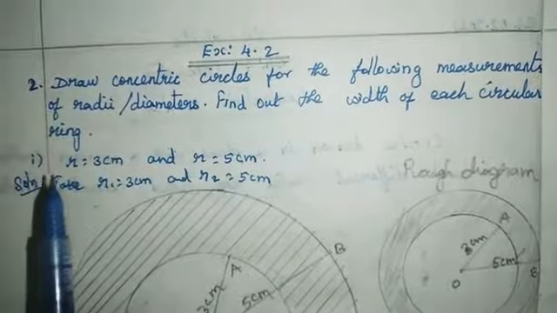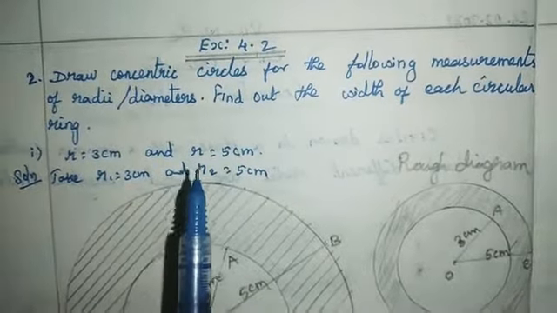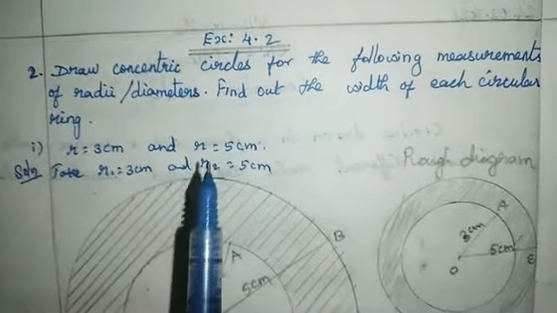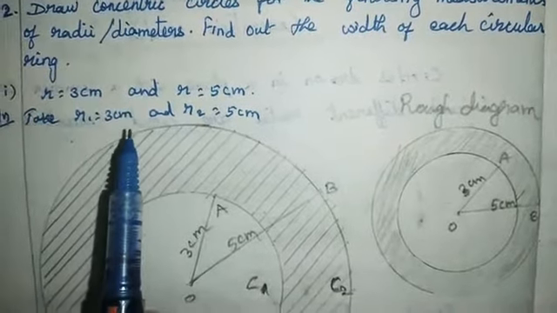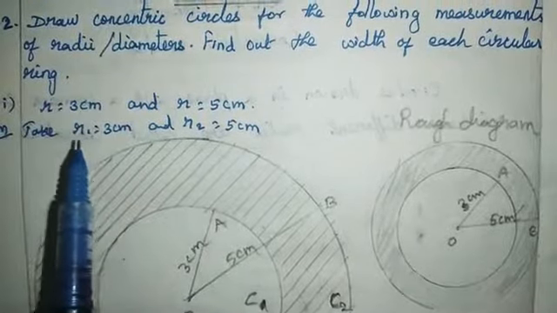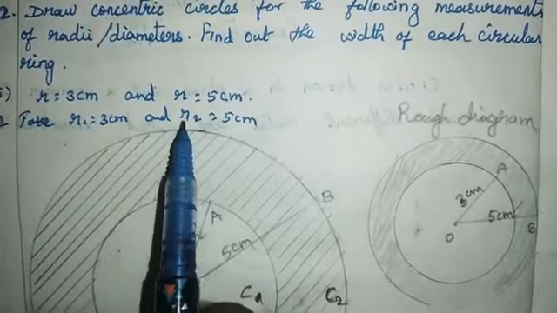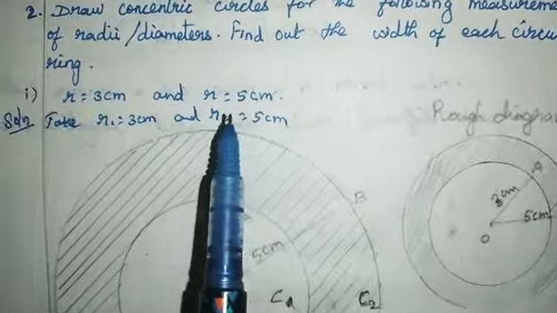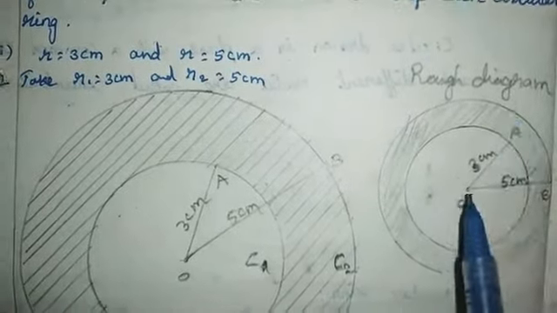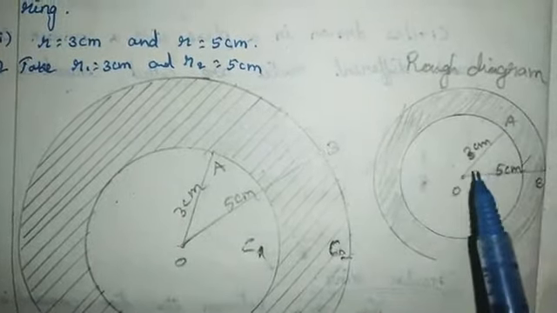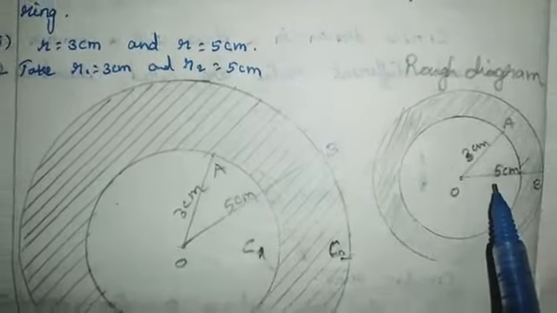The first sum is given as r equal to 3 cm and r equal to 5 cm. We know that to draw a circle, we have to know the measurement of the radius. Here the two measurements are given in radius, so we are going to draw the circles. For that, we take R1 equal to 3 cm and the second circle R2 equal to 5 cm. First, you have to draw a rough diagram of two concentric circles with the center O, and mark the measurements OA equal to 3 cm and OB equal to 5 cm.